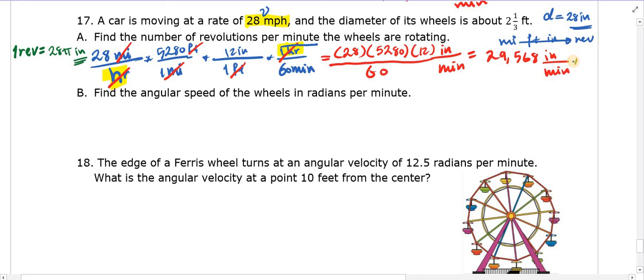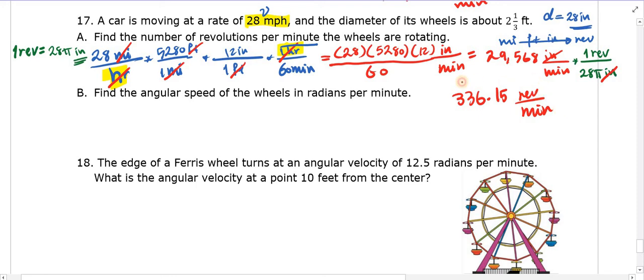Okay, that means in 1 revolution, the inches has to go in the denominator, so 28 pi inches in 1 revolution. What's going to happen is the inches are going to cancel with inches, and then you divide this number by 28 pi, divided by 28, divided by 3.1415. The answer is 336.15 revolutions per minute.